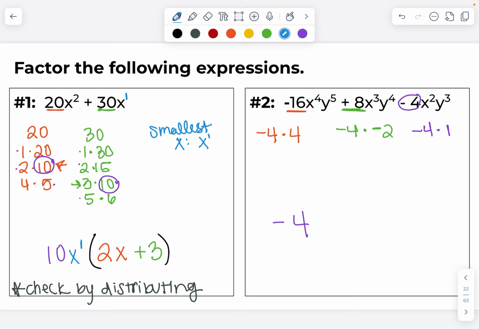If I think about my smallest x, what is my smallest x exponent? It's going to be a 2. So my x squared is my smallest x. And then if I think about my smallest y, I look at each of my exponents, and I see that I have a y cubed. And that's what I'm going to pull out from each of these terms.